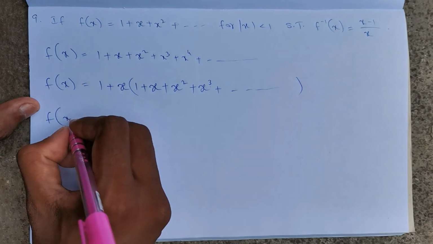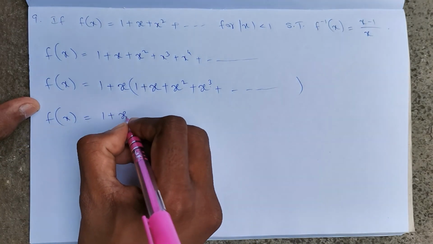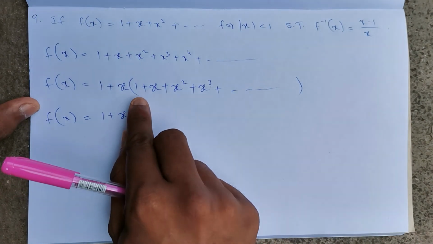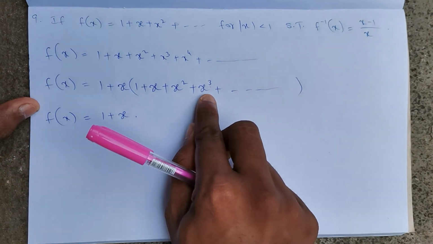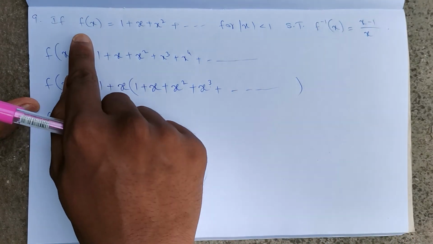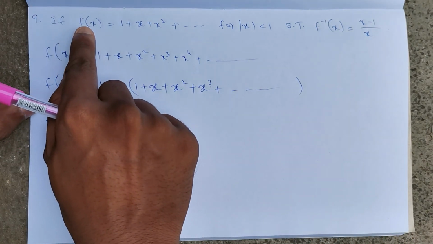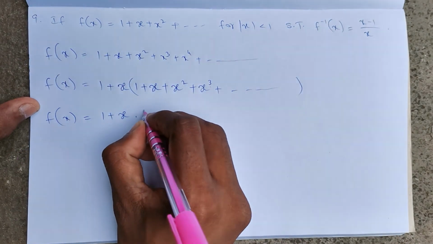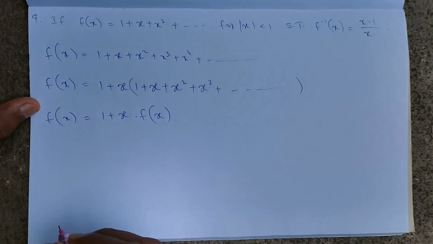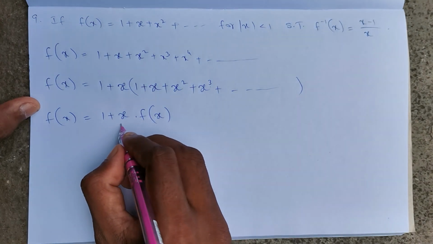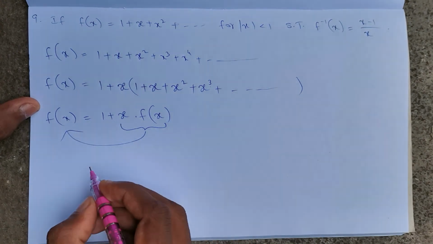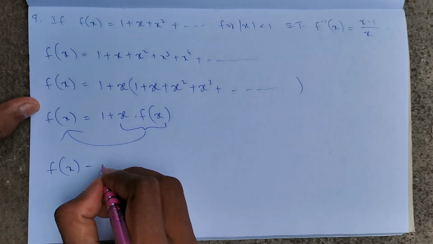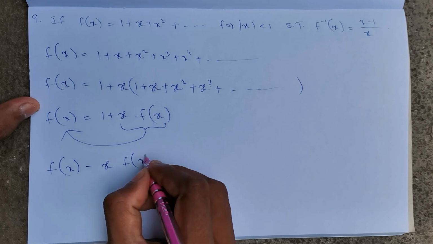So f of x is equal to 1 plus x into, if we observe, this total which is there inside the bracket, 1 plus x square plus x cube plus x power 4 and so on, is nothing but the question itself, because in the question he gave f of x is equal to 1 plus x square and so on. So in the place of this I will substitute f of x. Now this second term, x into f of x, I will take to the left side, so we will get f of x, this plus is there, so it will become minus x into f of x is equal to 1.